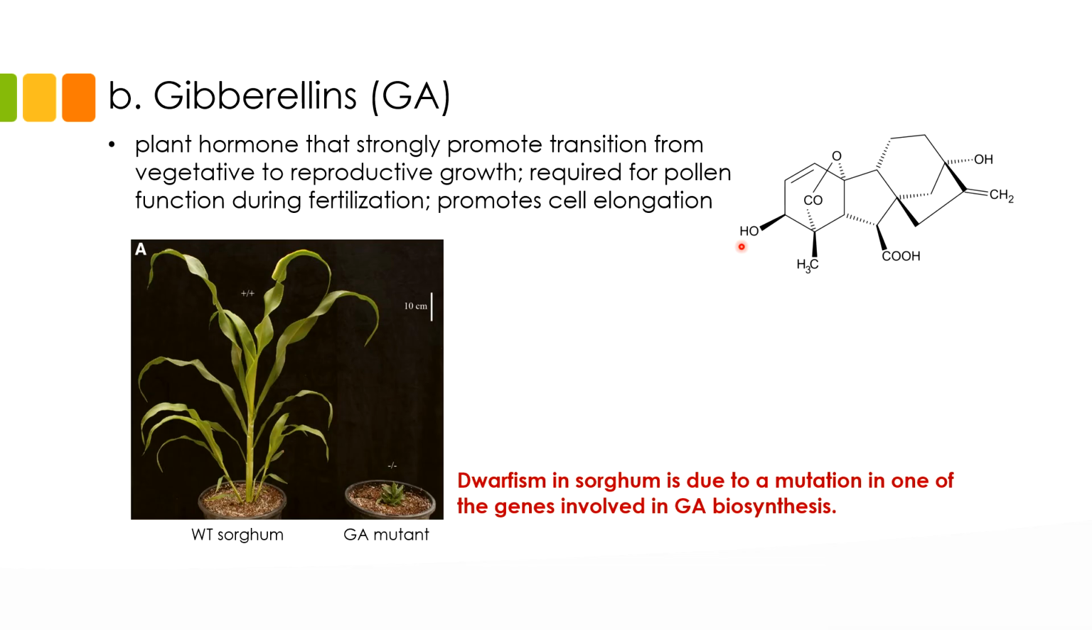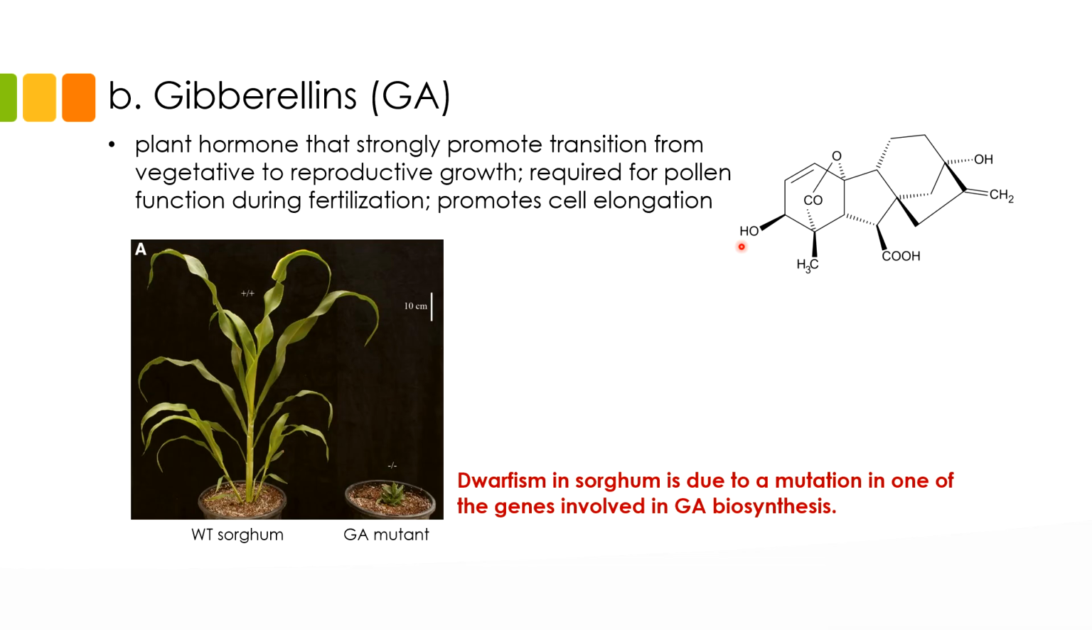It was later found out that plants naturally produce variations of these chemicals. GA plays an important role in plant growth and development. It strongly promotes transition from the vegetative to the reproductive stage. It is required for pollen function during fertilization, and it promotes cell elongation. Perhaps the most important role of GA is in promoting stem elongation between nodes on the stem, or internodes.